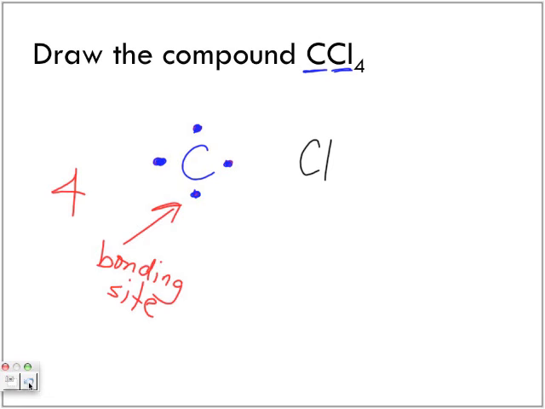Then we're going to draw the valence electrons for chlorine. Chlorine has 7 valence electrons: 1, 2, 3, 4, 5, 6, 7. Okay, so now we're looking at these two. But more importantly, what was really important to identify is, what's going to happen? Is carbon going to gain or lose electrons?